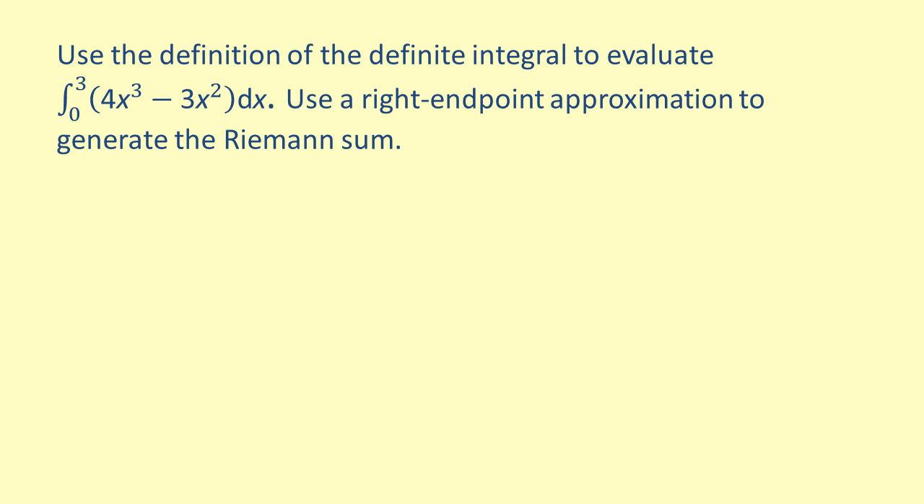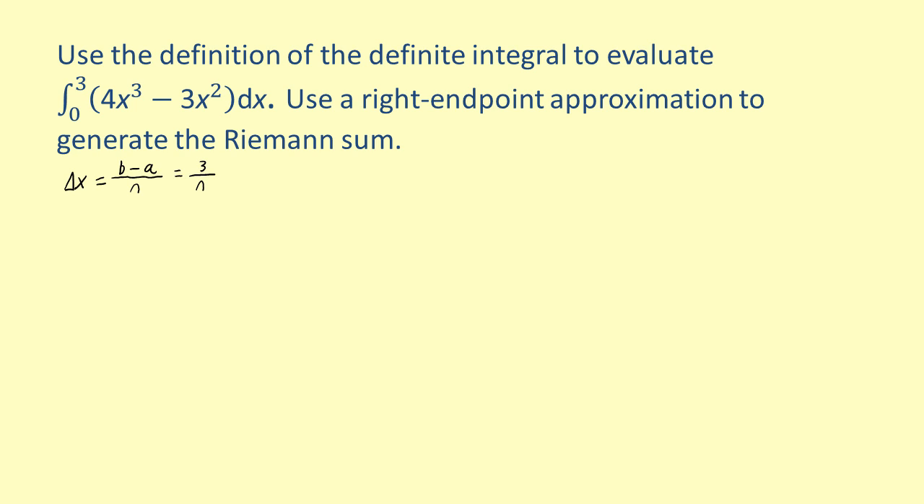Let's try to evaluate an integral using the definition of the definite integral. The first thing we have to find is delta x. Let the limits of the integral be the values of a and b, where a is the lower limit and b is the upper limit. So we have delta x is equal to (b minus a) over n, and when we substitute our values for a and b, we get 3 over n.